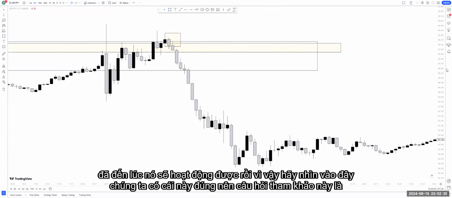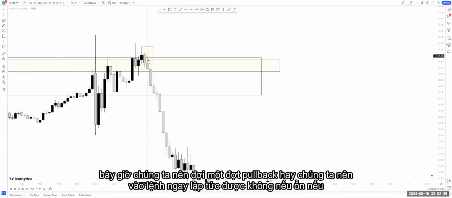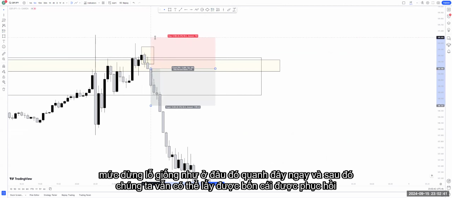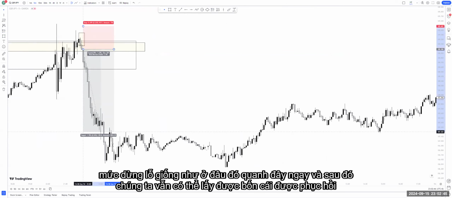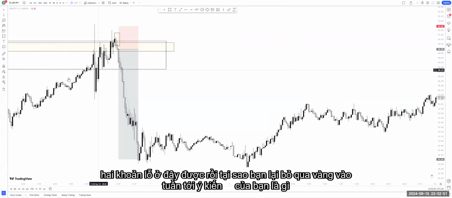So this refers to the question just now. Should we wait for a pullback or should we enter straight away? For me, if you don't want to miss this sell, close and then just hit the sell with the stop loss somewhere around here, right? And then we still can get 4R. Recover these two losses over here.